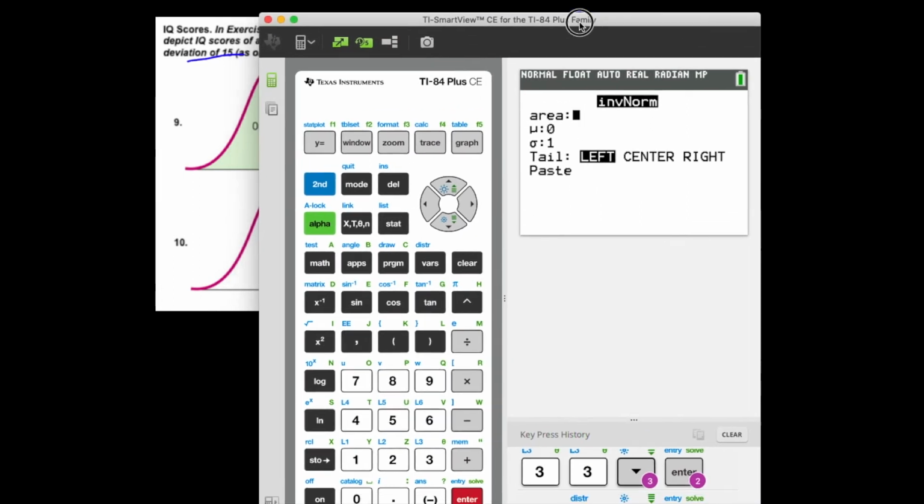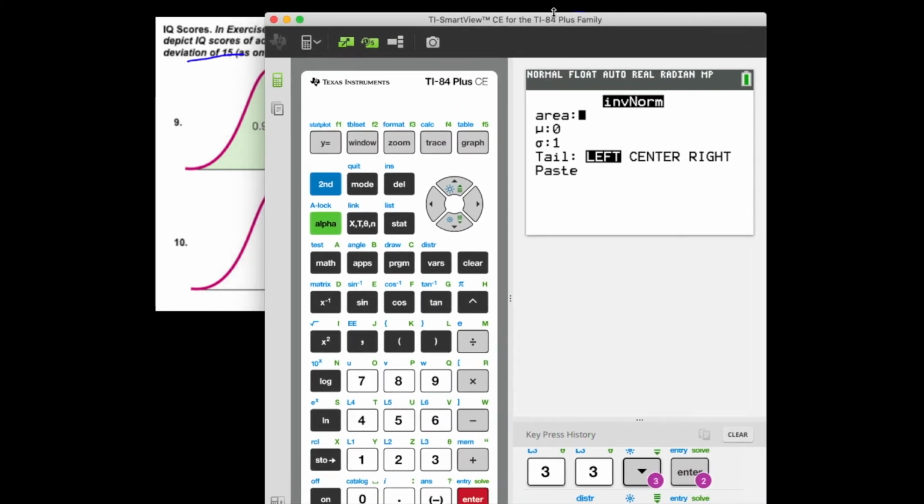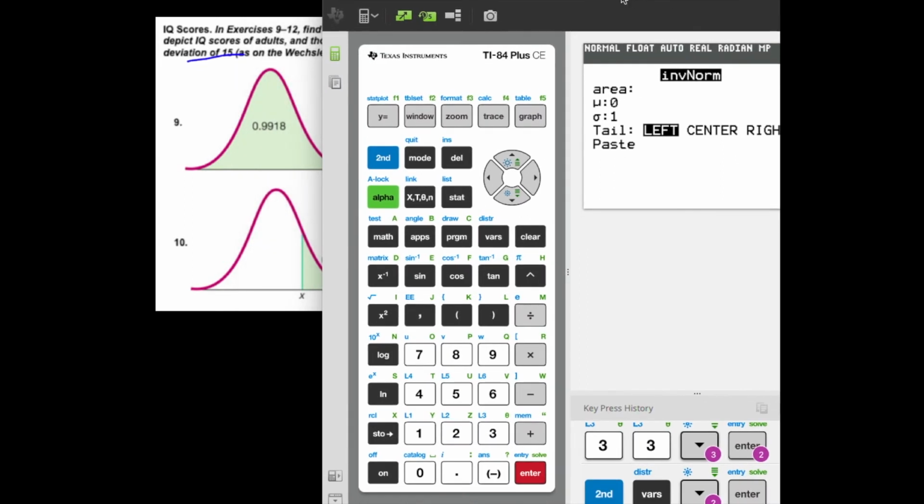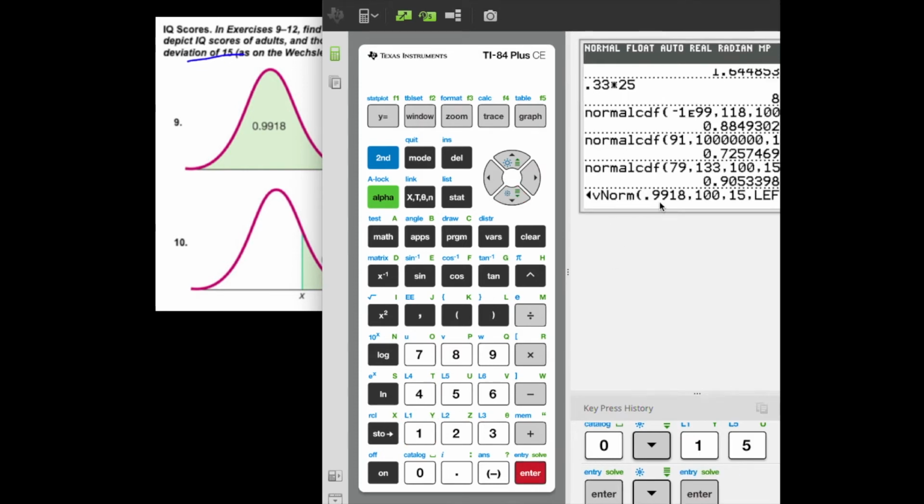So it's always going to be area to the left. This one directly gives me the area to the left as 0.9918. So that's easy. It's directly given to me. Input it. The mean for this situation is 100. The standard deviation is 15, right? When I paste it, right, this is what it looks like.